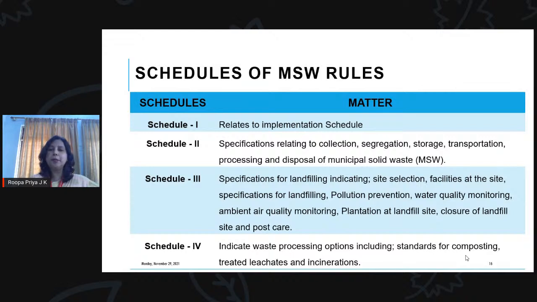Schedule 1 relates to the implementation schedule. Schedule 2 relates to the specifications for collection, segregation, storage, transportation, processing, and disposal of the municipal solid waste. Schedule 3 is the specifications for landfilling, indicating site selection, facilities at site, specifications for landfilling, pollution prevention, water quality monitoring, ambient air quality monitoring, plantation at landfill site, closure of landfill site, and post-care. And the last, Schedule 4, indicates waste processing options, which includes standards for composting, treated leachates, and incineration. So these are the 4 schedules of the municipal solid waste management rules.